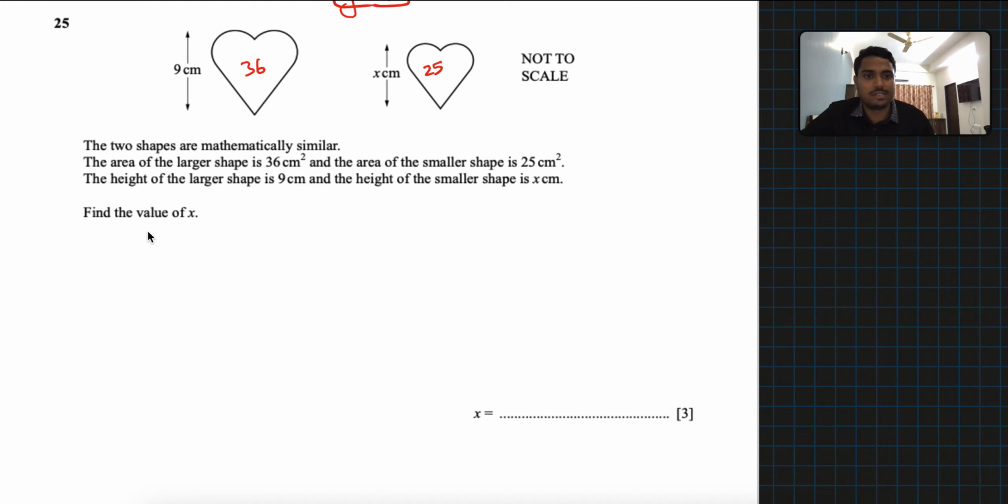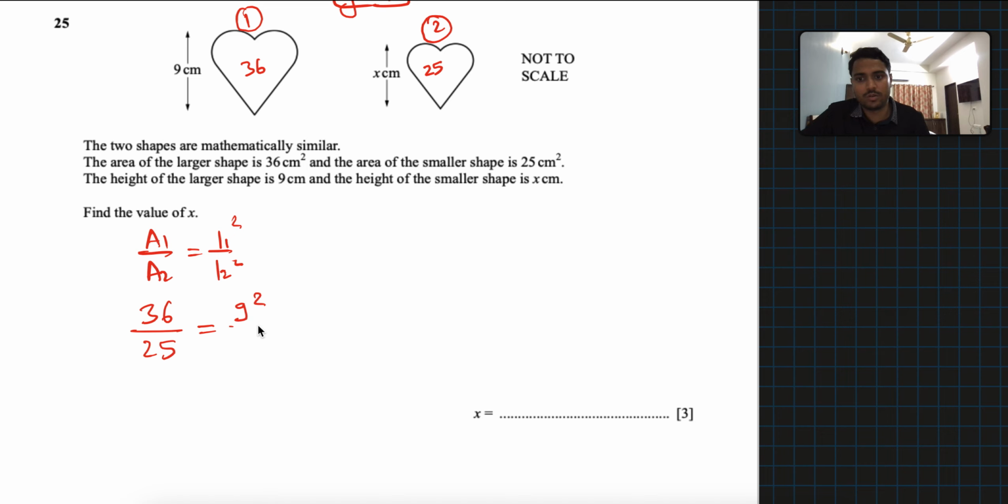So we have to remember the scale factor of area. So a1 upon a2 is equals to l1 square upon l2 square. This is shape 1 and this is shape 2. So a1 upon a2, 36 over 25 is equals to l1 square, so 9 square over l2 square, that is x square, and we have to find the value of x. So we can write x square is equals to 9 square, 81, multiplied by 25 over 36.